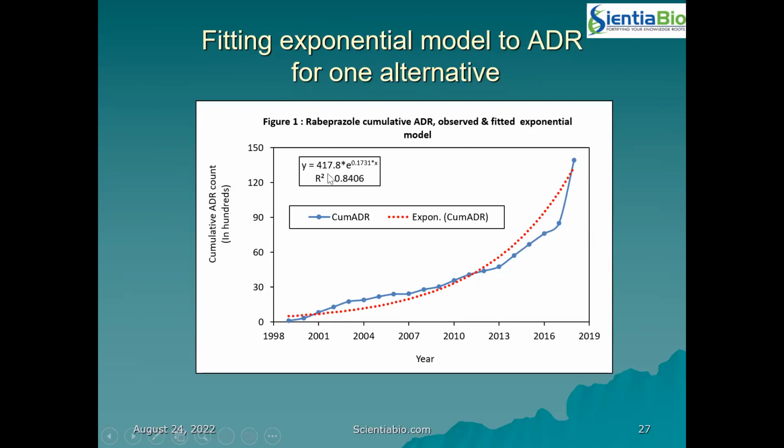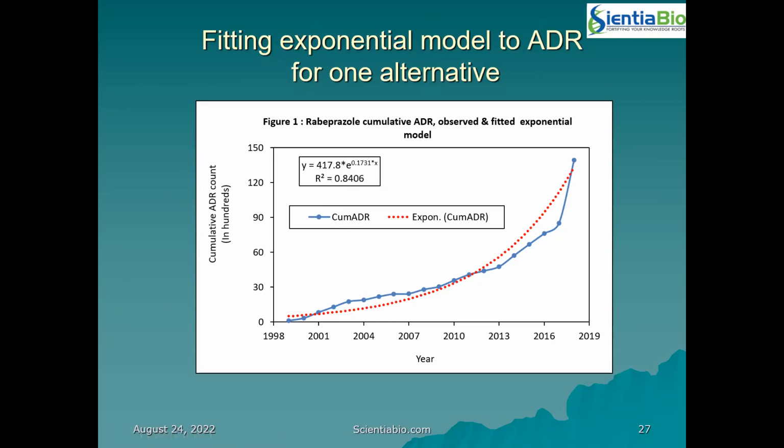And look at this model fitted. Incidentally, Excel will do it in 1 second. A value is 417.8 and E raised to 0.1731 times X. So I'm interested in this 0.1731. And the R square of this model is 0.84. That's a good R square. Once again, blue are the actual data points and red dots are the fitted ones.